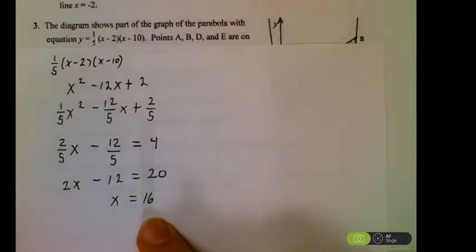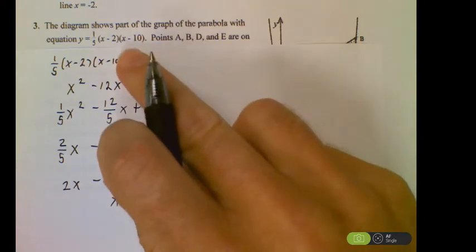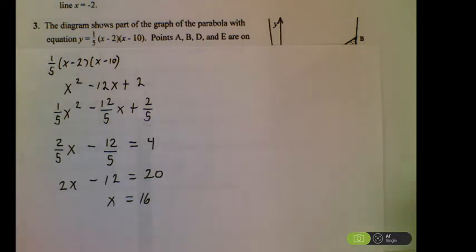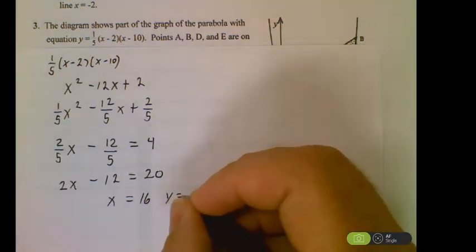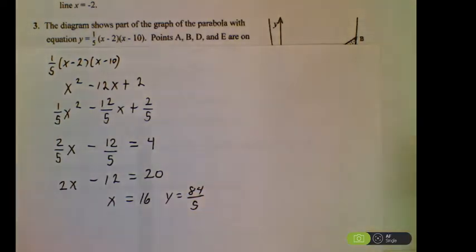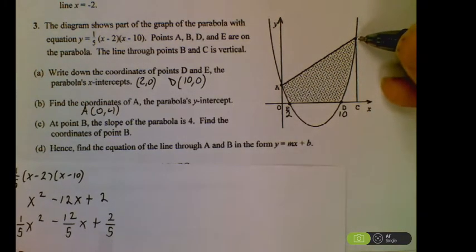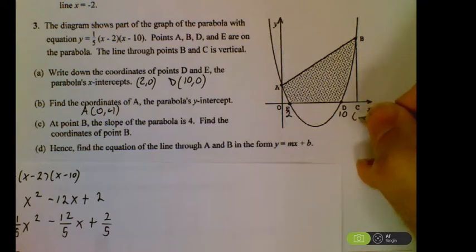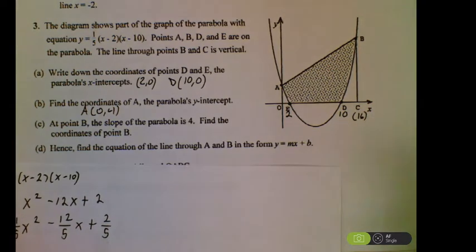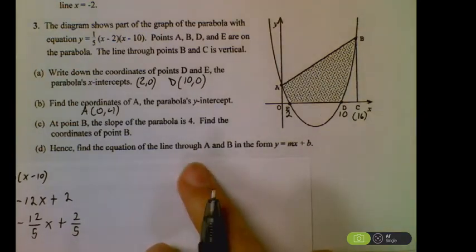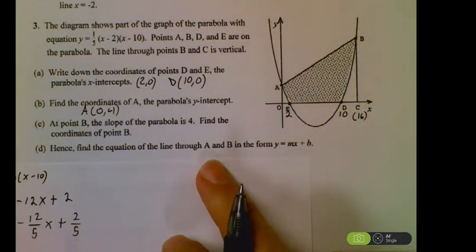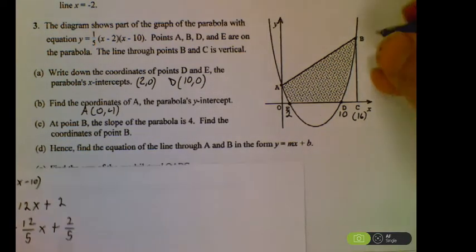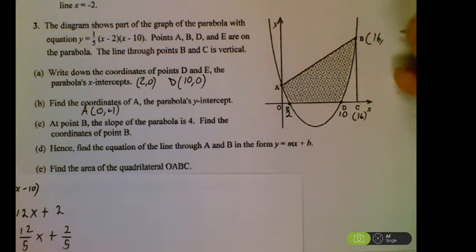If I take that 16 and plug it back into the original function up here, I can get the y coordinate for point B, which if you do that comes out to be 84/5. So one of the things we now know is the x value at this point is 16. Now find the equation of the line through A and B in that form. The coordinates of B are 16 and 84/5.